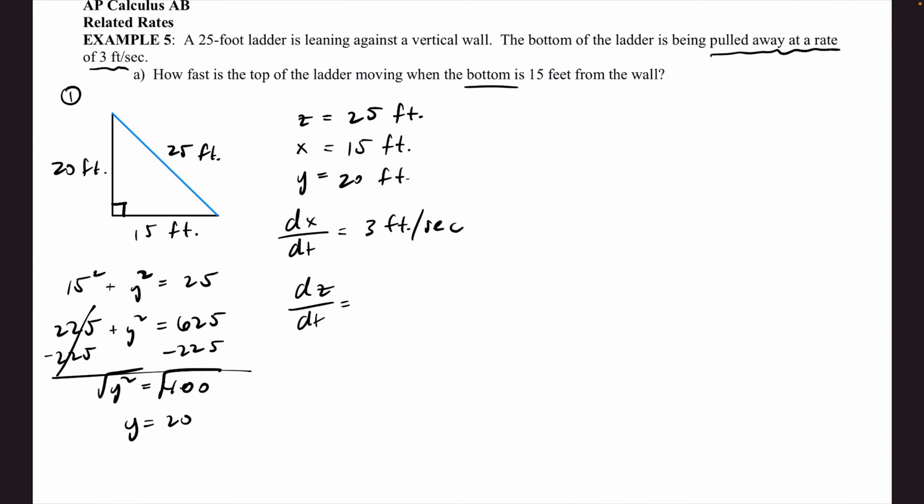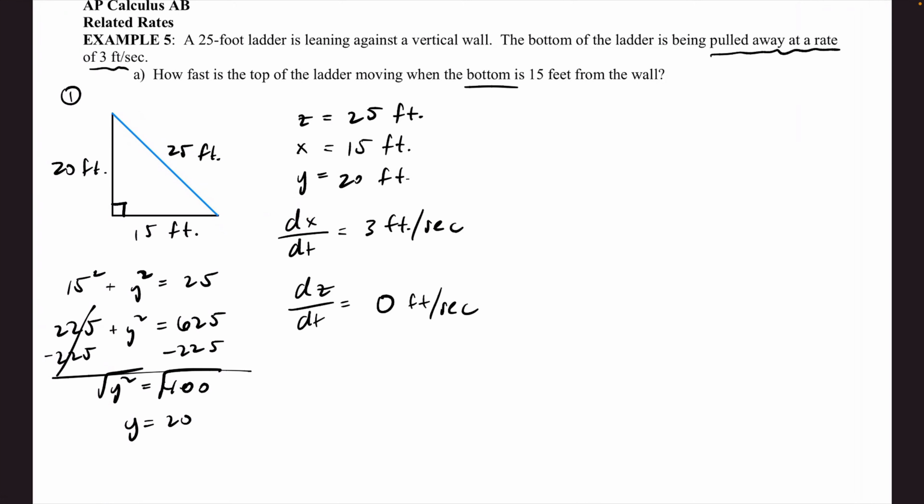So if it stays the same, how fast is it getting bigger? 0. Why is dz over dt equals 0 feet per second? Because the ladder's not getting any longer. It's 25 feet, that's it. dz over dt is going to be 0 because the ladder's not getting any longer. It's always going to be 25.